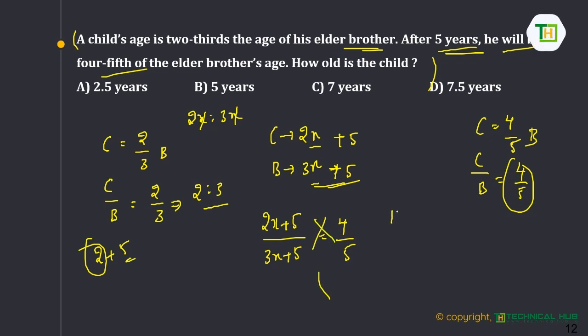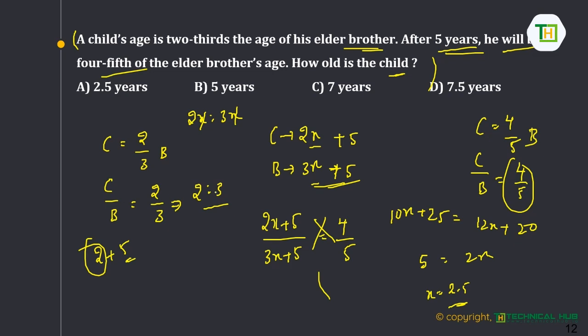So 5 into 2 is 10x plus 25 is equal to 4 into 3 is 12x plus 4 into 5 is 20. This 25 minus 20 is equal to 5, and 2x, then x is equal to 2.5. So x is equal to 2.5. They're asking how old the child is. It means you have to calculate the present age of the child. If nothing is mentioned, you have to calculate the present age.